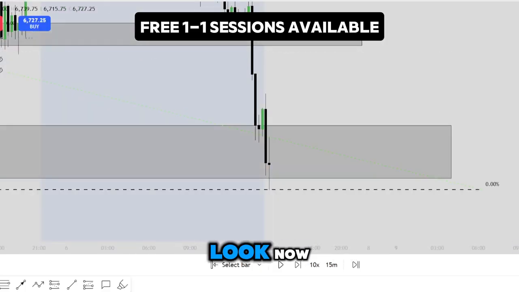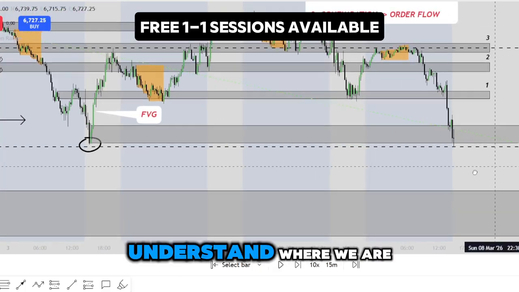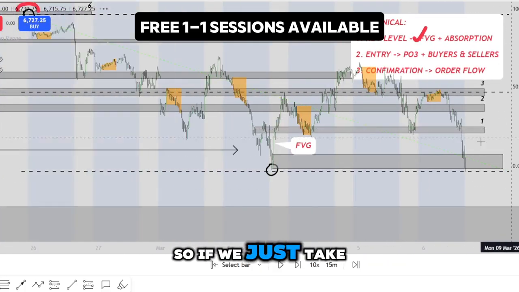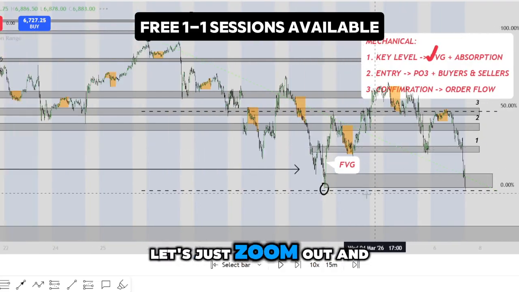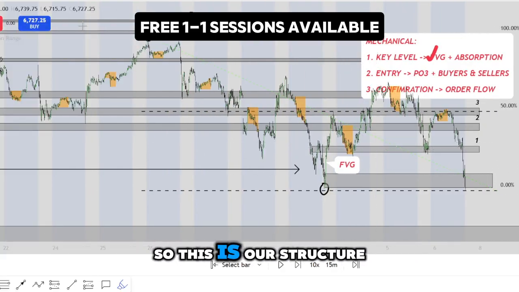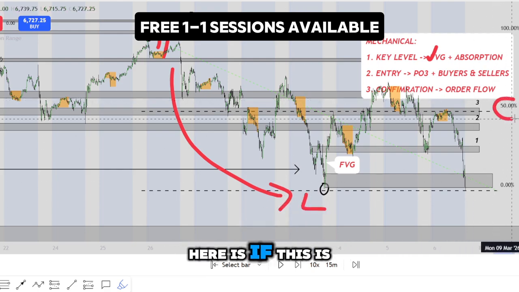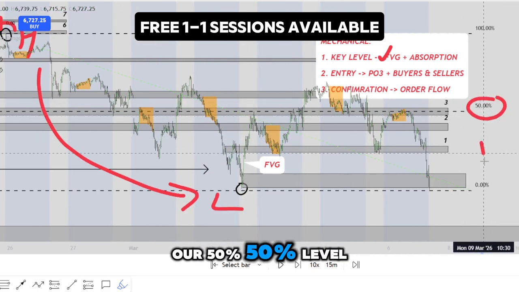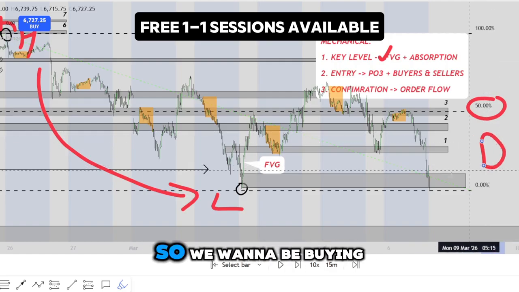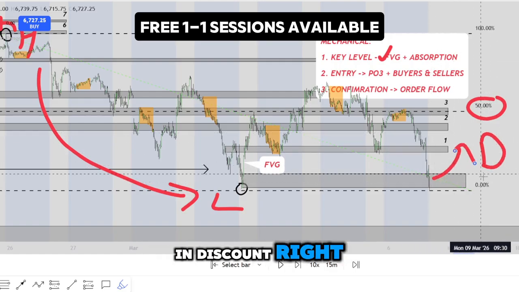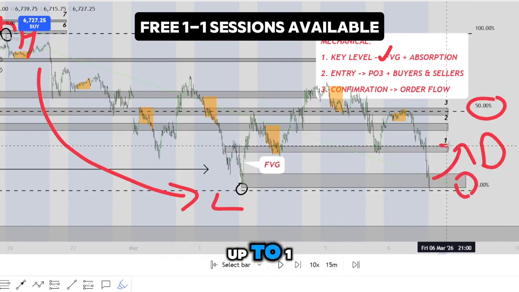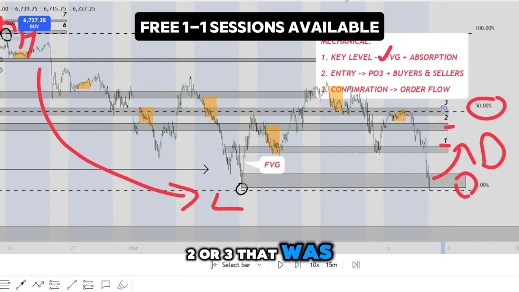So if we just take a look now, we just want to kind of understand where we are. So if we just take a look structurally, for example, let's just zoom out and take a look structurally, right? So this is our structural high up here, and this is our structural low down here, just like this. So what we can see here is if this is our 50% level, this is a discount. And so we want to be buying in discount, right? From this key level, right, up to 1, 2, or 3. That was the basic theory.